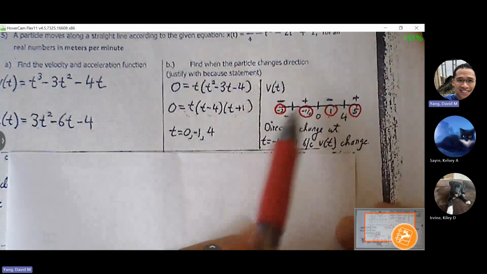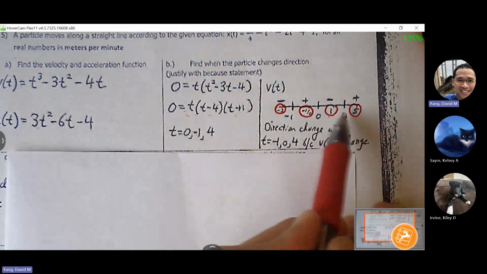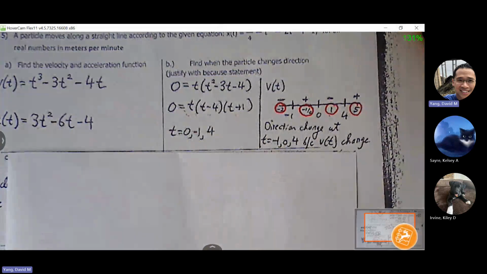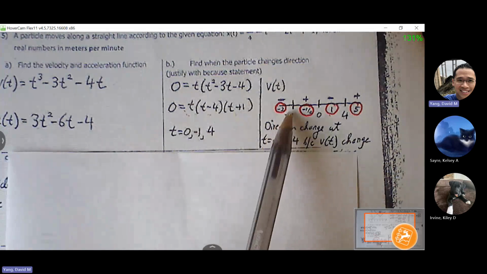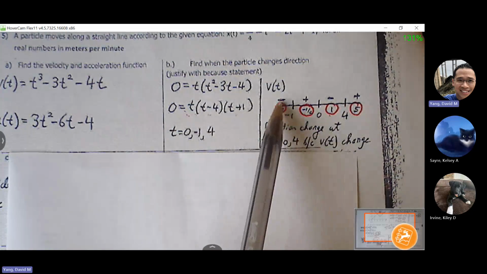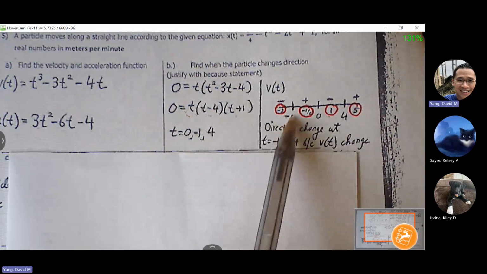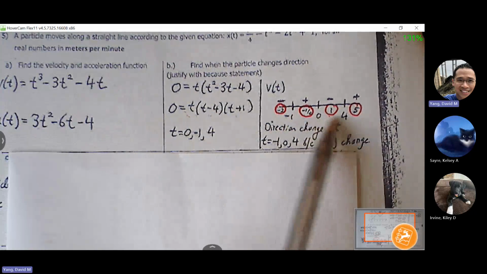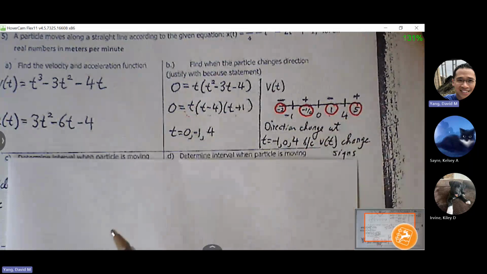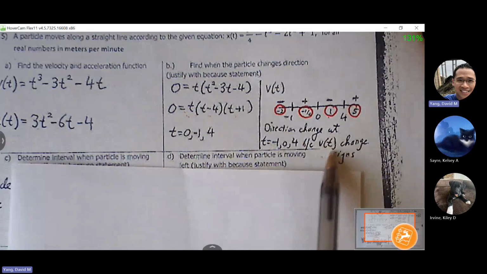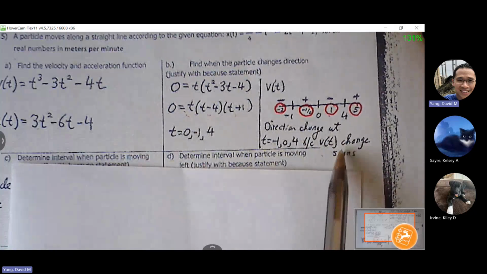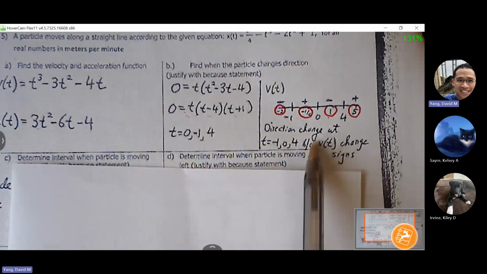Now, once you find your signs here, you can cross these numbers out. These numbers are not going to play a role when you write your intervals. You're just using negative infinity, the -1, the 0, the 4, and positive infinity. Okay, so there's a direction change at all these t values because you see a change in sign. So at -1, 0, and 4, because velocity changes signs. Make sure you specify, don't just say because there's a change of signs. Specify what you're referring to.